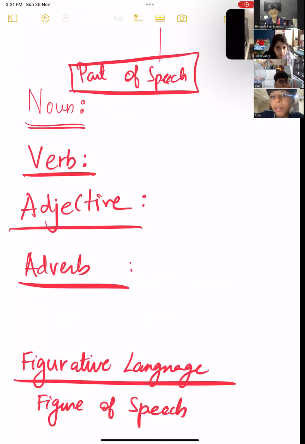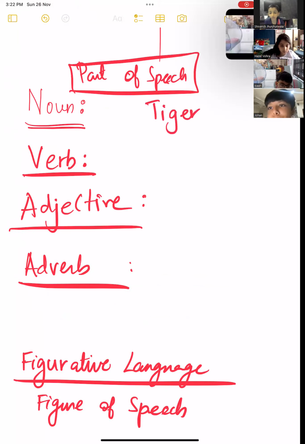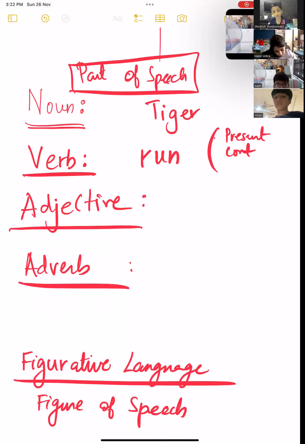Kian, any noun that comes to your mind? Tiger. Okay. Now, any verb that comes to your mind? Running. Okay. Now we have made the tense continuous, like Kian wants to write in present continuous. You can just write run also, but we can later decide which tense we want to write the sentence in. For now, decide your verb. Run. Kian, now I have to use an adjective.